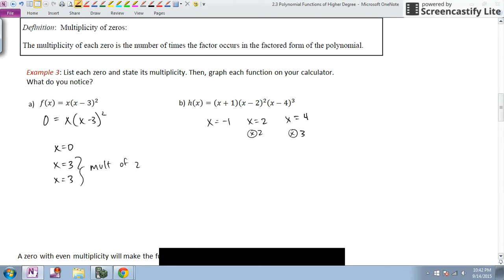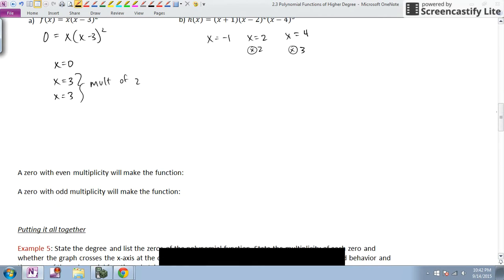Odd multiplicities make you slice through. Even multiplicities make you bounce off. And that's what we want to say here. So a zero with an even multiplicity will bounce off the x-axis, and an odd multiplicity will slice through the x-axis.